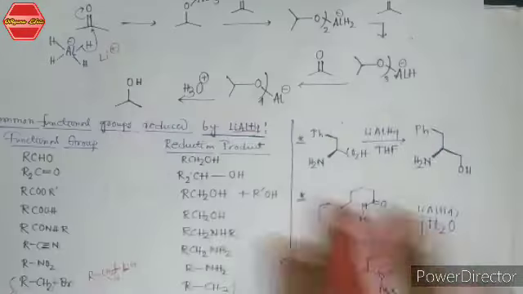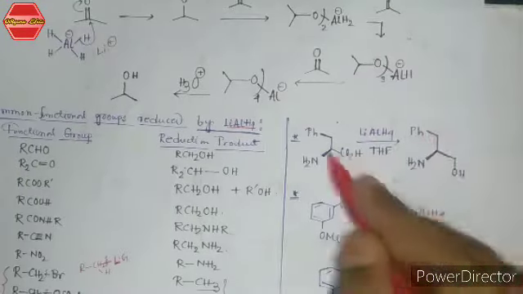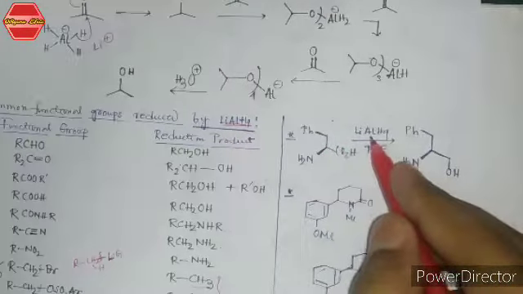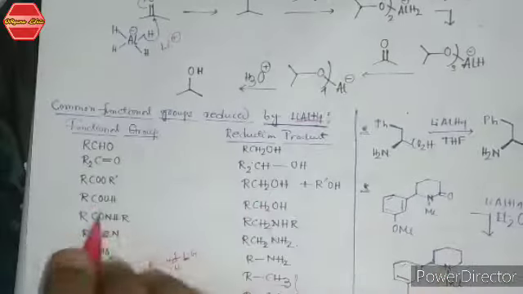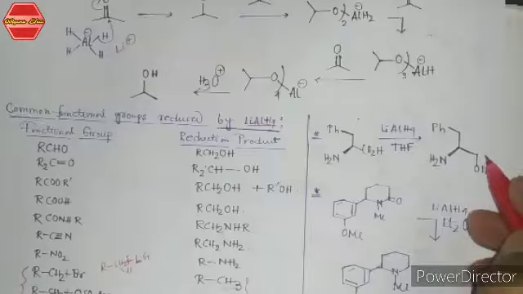Now see, I am taking a few examples over here. This is a compound that contains an acid, which is also reduced by lithium aluminium hydride. We all know that acids are reduced to the corresponding alcohol, so this is also the same thing here.